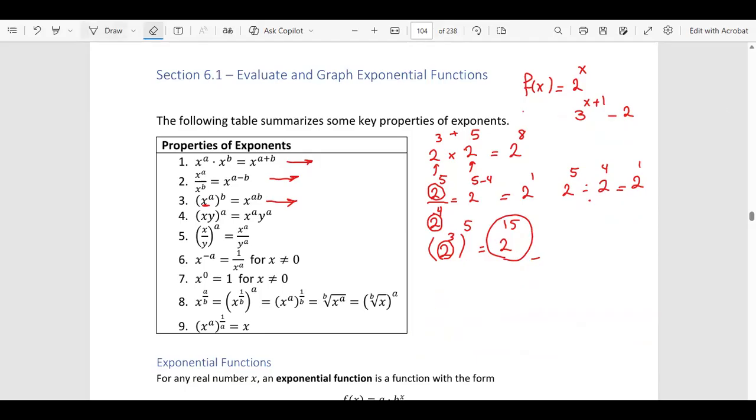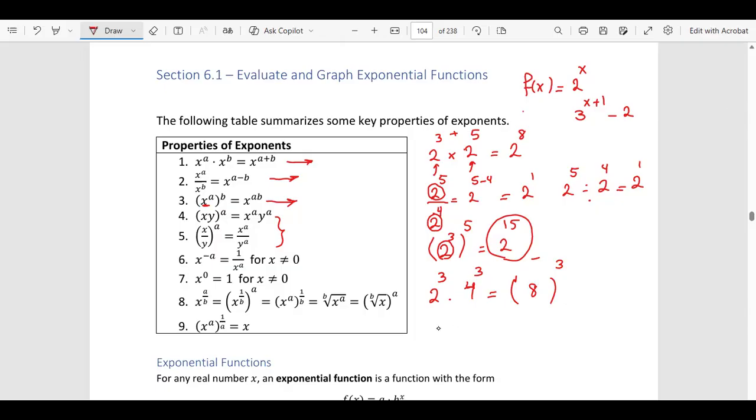The next property is about multiplication or division when the bases are not the same, but the powers are the same. For example, this time you want to multiply two exponential terms, but the bases are not the same and the powers are the same. Every time the powers are the same, you can keep the power and multiply the bases, and 2 times 4 is 8.